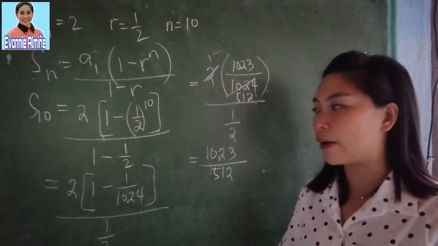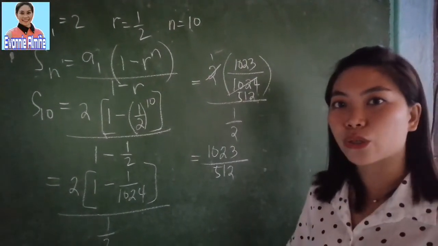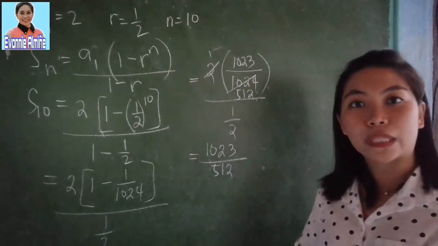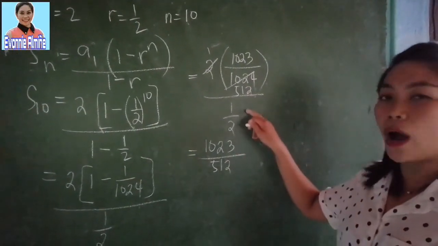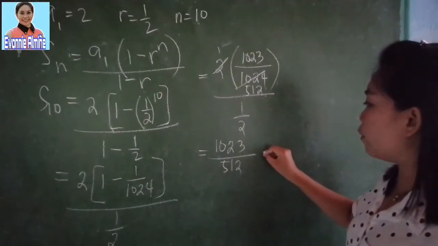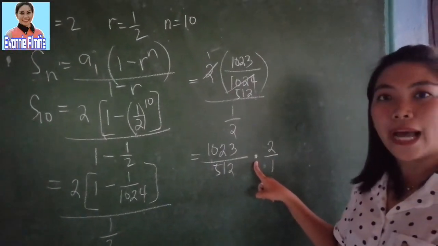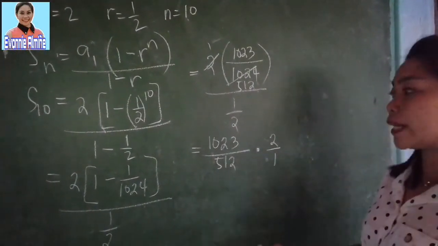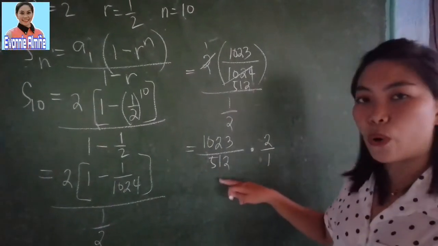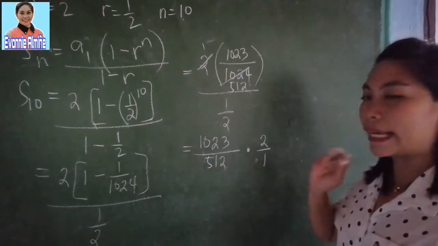Sinabi ko po kanina, di ba, from our previous discussion, sinabi ko po, when dividing fractions, you have to take the reciprocal of the divisor, then proceed to multiplication. So, our divisor here is 1/2. So, take the reciprocal of 1/2, we have 2 over 1 and proceed to multiplication. Now, let us find out kung meron po bang common factor. So, meron po ba? Of course, meron. 512 and 2. Common factor nila is 2.